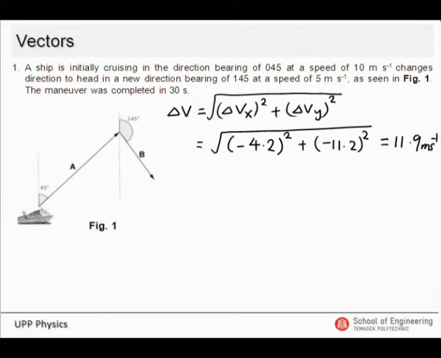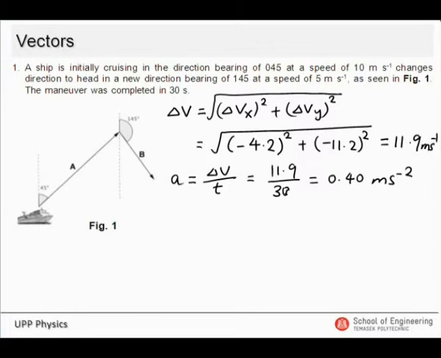From the magnitude, we can calculate the acceleration. What is the formula for finding acceleration? Change in velocity over time. And we have found the magnitude of the change in velocity, which is 11.9. Now the duration where this change in velocity occurs is 30 seconds. So calculating, you will have 0.40 meter per second squared as your acceleration.